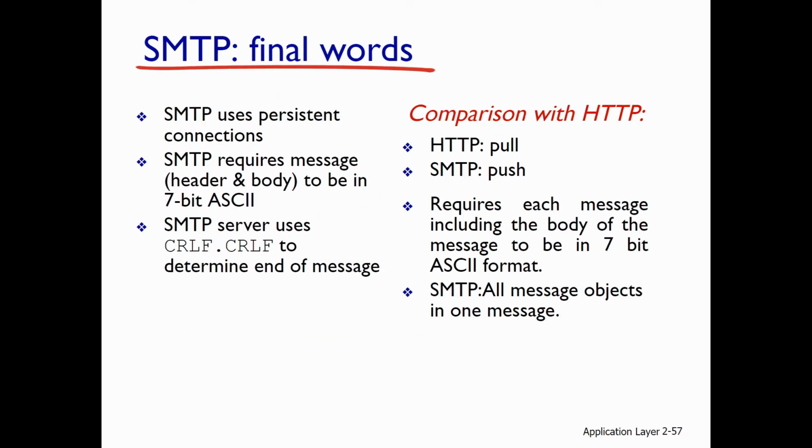SMTP uses a persistent connection and it requires the message, both header and body, to be in 7-bit ASCII format, and it uses carriage return line feed, a single period, and carriage return line feed to determine the end of the message. Now a comparison with respect to the HTTP protocol.